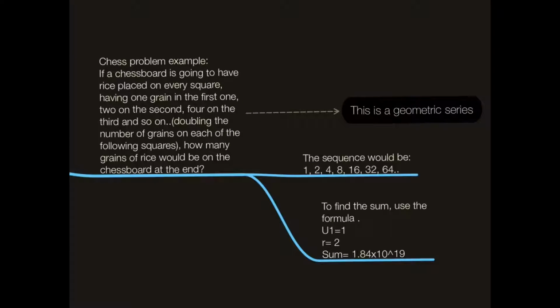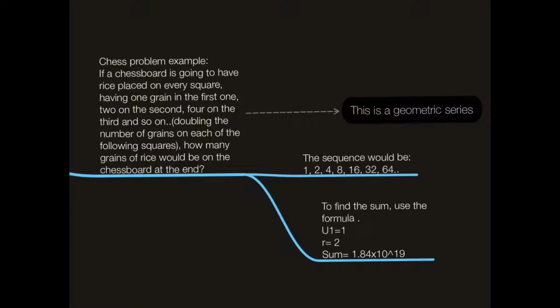We can see now the chess problem example, which is a geometric series. If a chessboard is going to have rice placed on every square, having 1 grain in the first one, 2 on the second, 4 on the third, and so on, doubling the number of grains on each of the following squares, how many grains of rice will be on the chessboard at the end? The sequence will be 1, 2, 4, 8, 16, 32, 64, and so on. To find the sum, use the formula previously stated. U1 will be equal to 1 and r, the ratio, equal to 2.